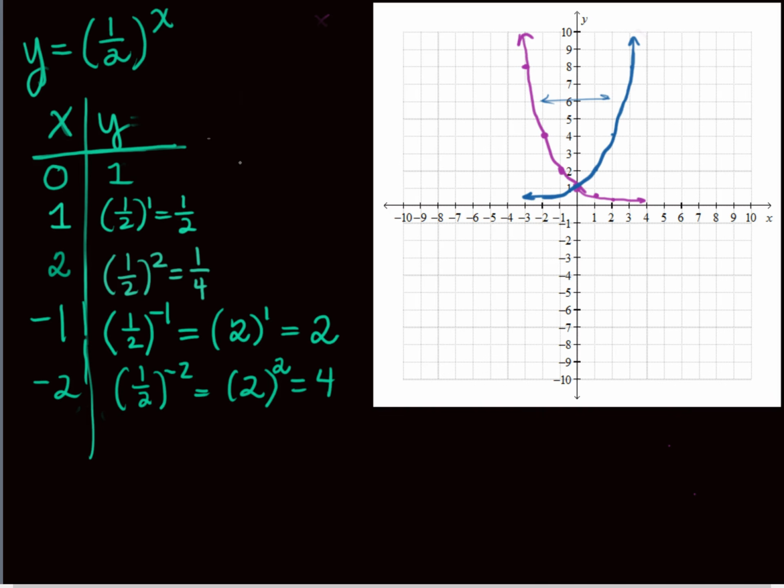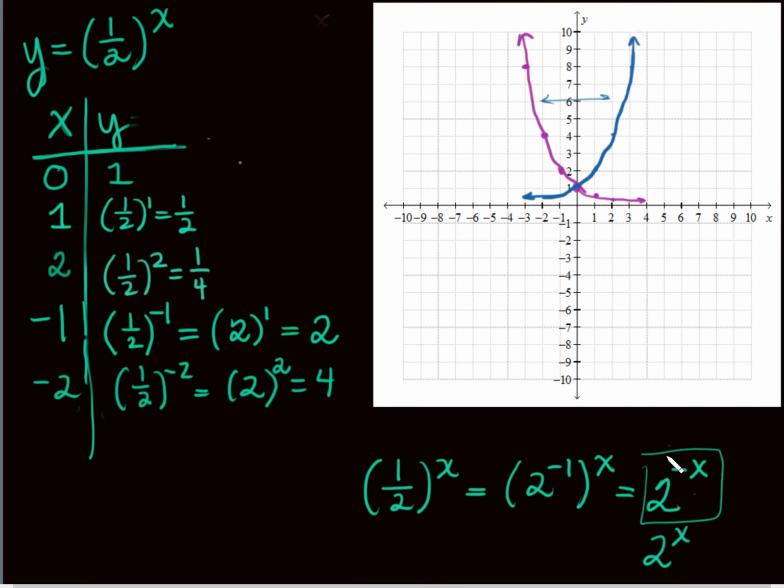And the way that you can see that is if I have 1/2 to the x. Well, 1/2 is the same as 2 to the -1, right? Raised to the x. When we raise an exponent to an exponent, we multiply those exponents. So notice we have 2 to the -x, and this is 2 to the x. Just like we noticed when we talked about transformations, this is just a reflection about the y-axis because of that negative in front of the x value. Remember f of -x was just a reflection about the y-axis.